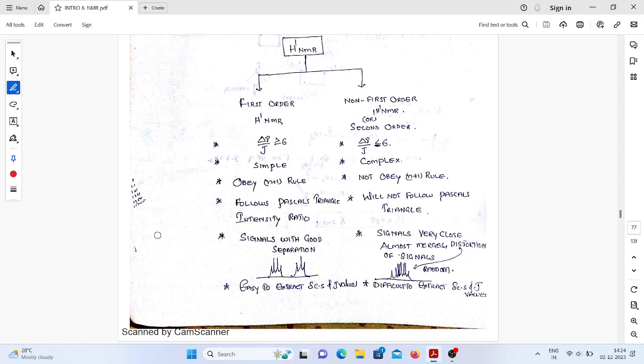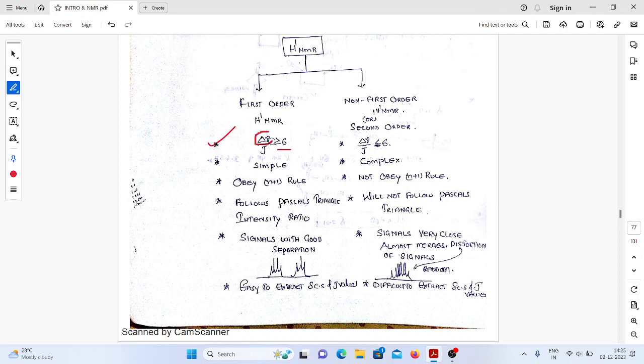Dear aspirants, let's discuss the next topic, that is first order and non-first order NMR. Okay, so here we have some conditions. Whatever the proton NMR spectra we have for a particular chemical compound, we need to identify whether the given NMR spectra is first order or second order. What are the conditions? The first and very important condition is delta mu by J is greater than 6.